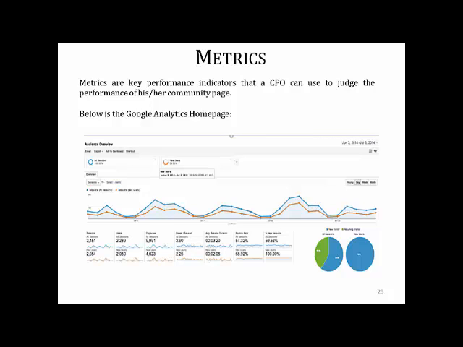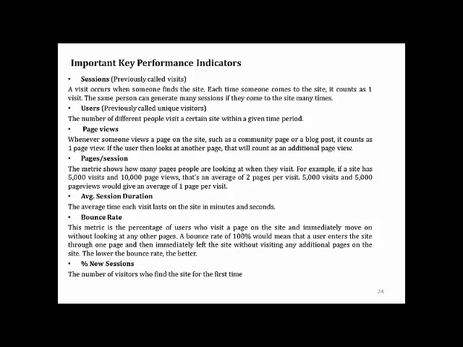We now come to the metrics section. Metrics are key performance indicators that the community page owner can use to judge the performance of his or her community page. The homepage of the Google Analytics window is shown in the figure. The team has identified some key performance indicators.